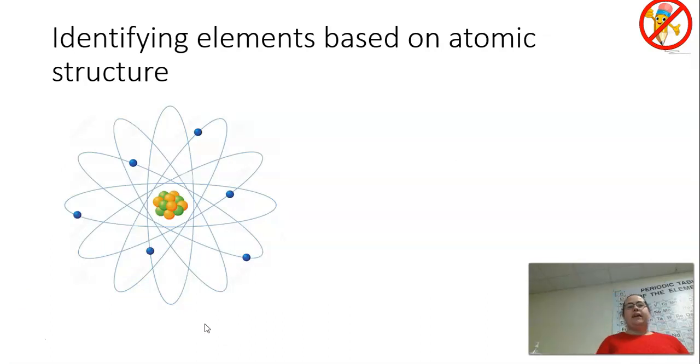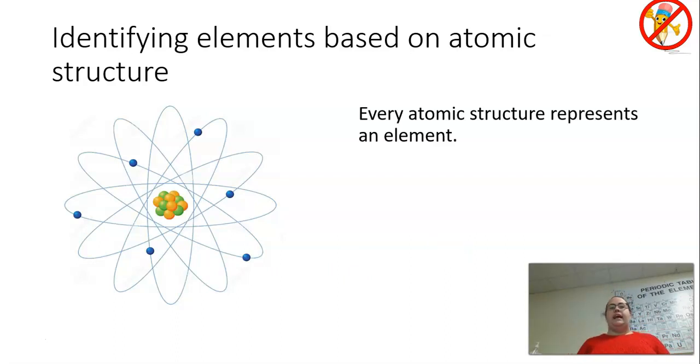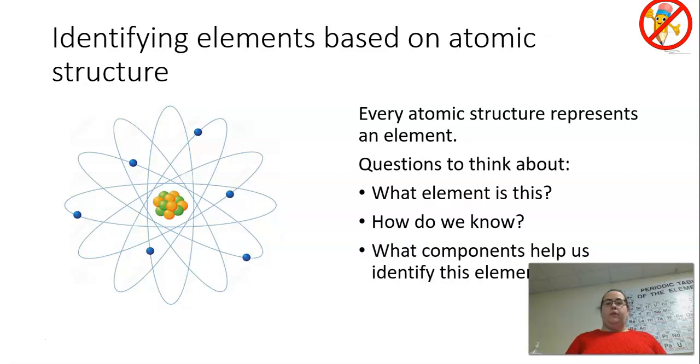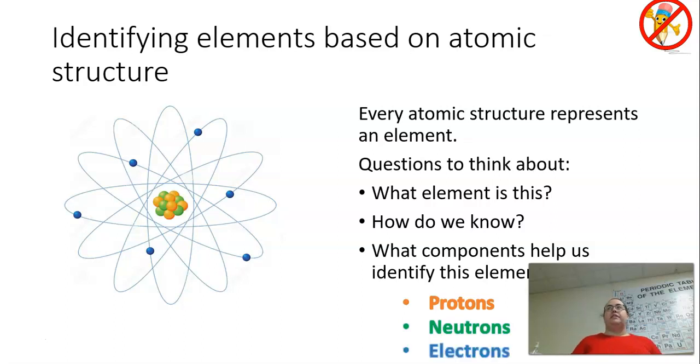So how can I identify an element based on its atomic structure? Well, like I said, every atomic structure represents an element. Okay? So you have to think about what element it is, and how do we know it, and what components help us to identify this element. Okay? The things that help us to identify it are our protons, our neutrons, and our electrons.